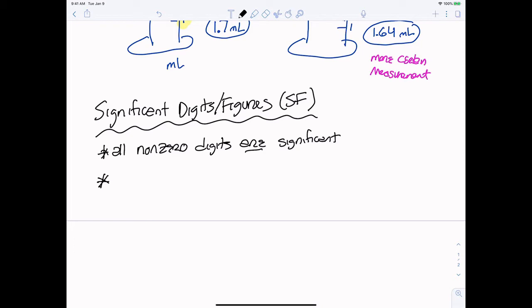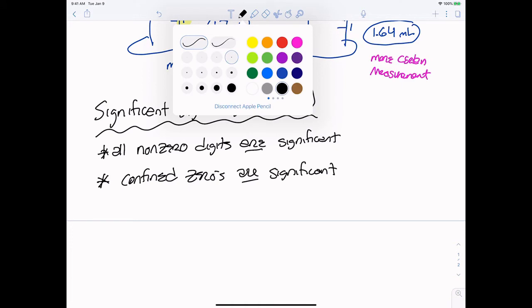So zeros that are between non-zero digits, so called confined zeros, are significant. So confined zeros are significant. So confined zeros, again, are zeros that are between non-zero digits.